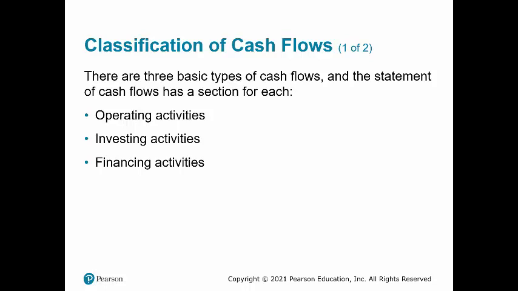But for right now, just know that there are three different types of activities or classification of cash flows in the statement. There are operating activities, investing, and financing. All of these are going to give the readers information on the cash receipts coming into the company and the cash flows, or the cash going out of the company.